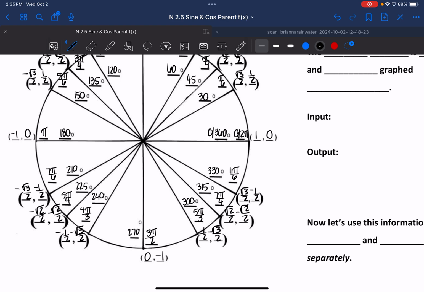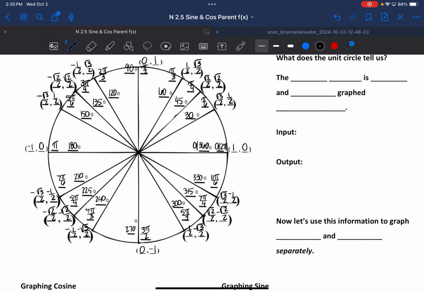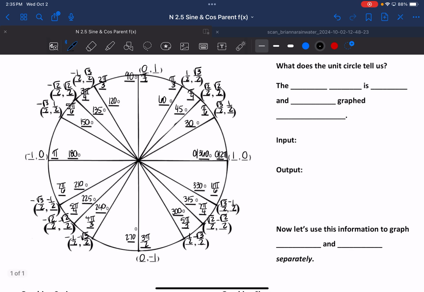Good. Okay. So on our unit circle, because we were plotting both the sine and cosine on our points, the unit circle, which is what goes in this blank, is both of those things graphed together. So this is a graph of our sine and our cosine that have been graphed together.